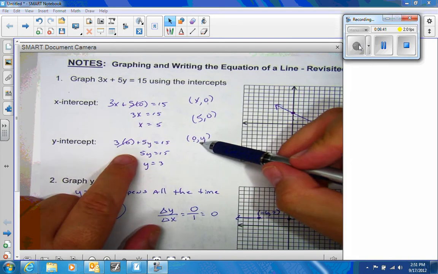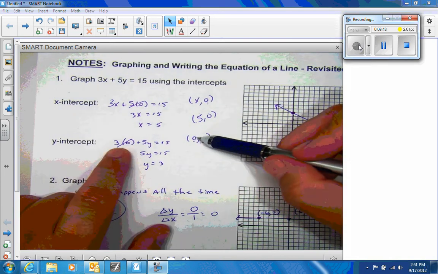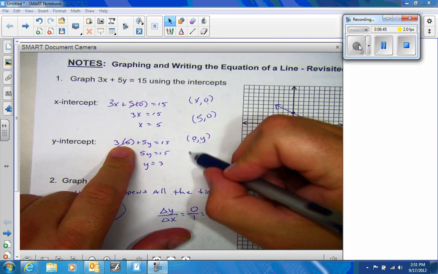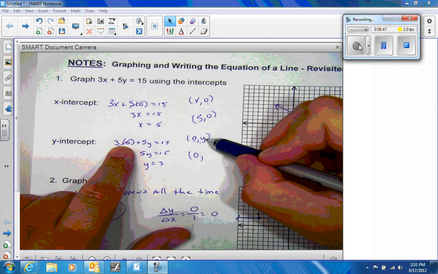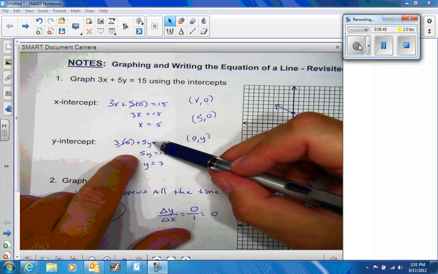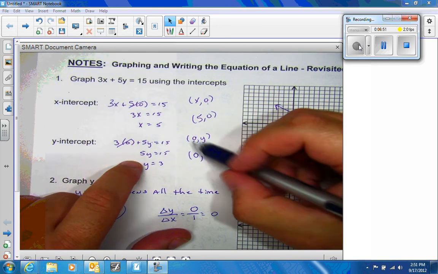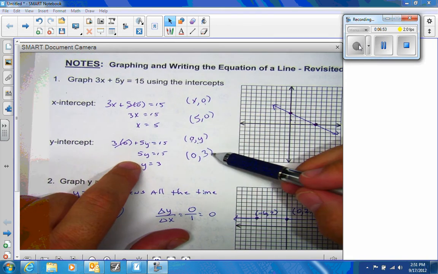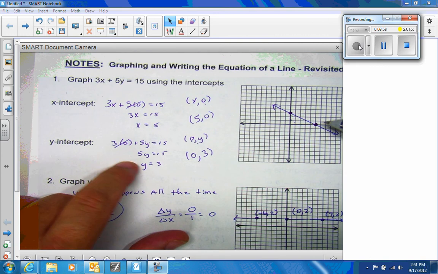Same concept here, except you plug in 0 for x. When you plug in 0 for x, you want to find out what the y value is going to be. And in this case, 5y equals 15, so y is 3. So my coordinate point is (0, 3). And you just connect the points with a line.